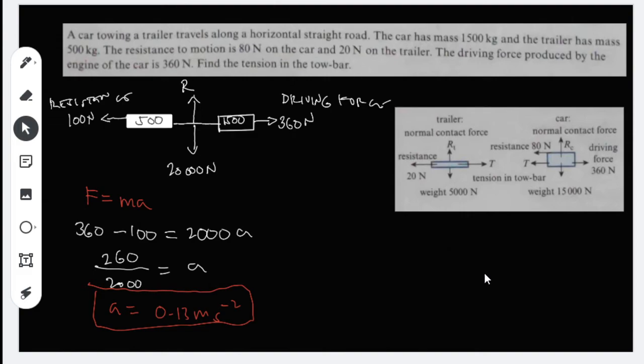Now, what we're going to do here is resolve it. We're going to resolve it horizontally by using, of course, Newton's second law. Remember that the car and the trailer will have the same acceleration. That is the acceleration that we had a while ago, this one. We have 0.13 meter per second squared. So let's try to resolve. Let's start with the trailer. Take note, we will still be using Newton's second law, which is F is equal to ma. Now, we're going to resolve the trailer.